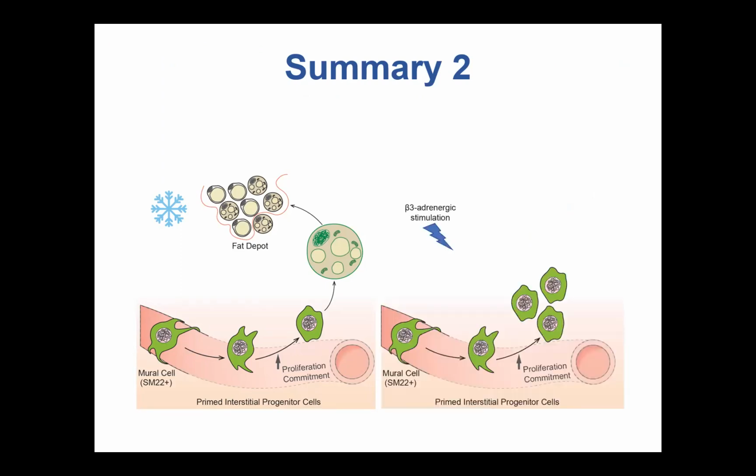However, when we treat with beta-3 agonist stimulation, we actually see that those cells can still prime. So the same processes of priming are probably happening in this condition, but they're accumulating and not recruited to the beige phase.